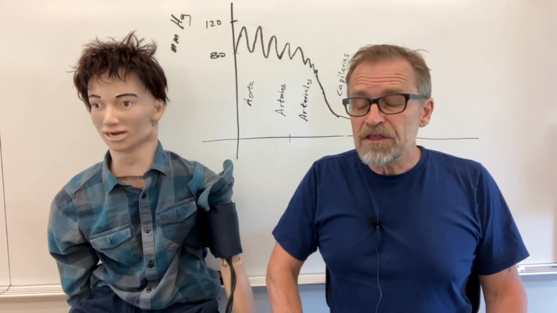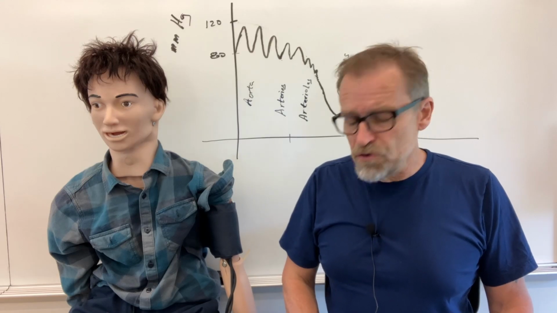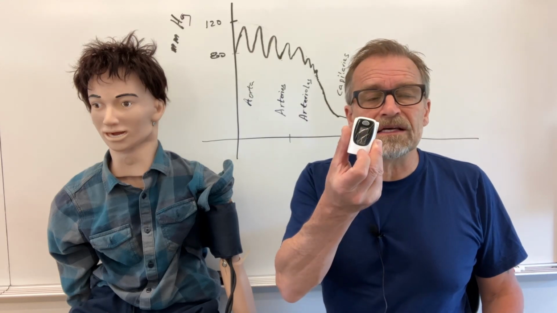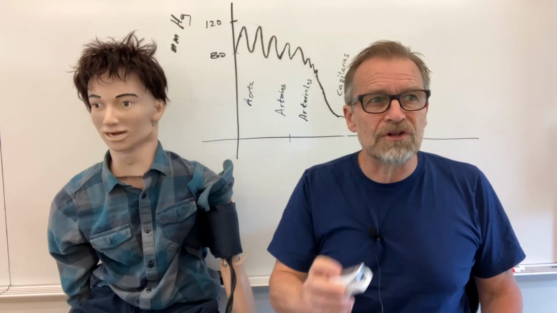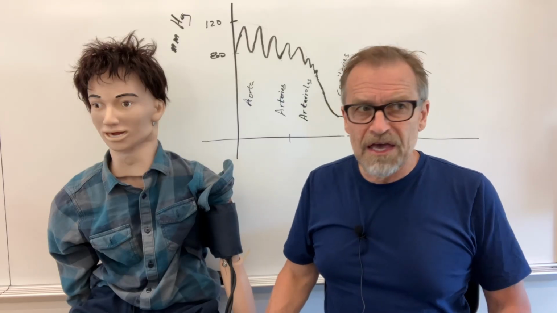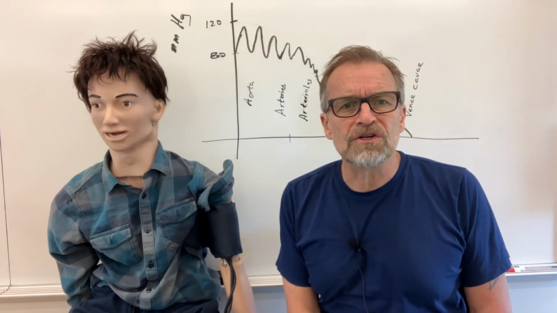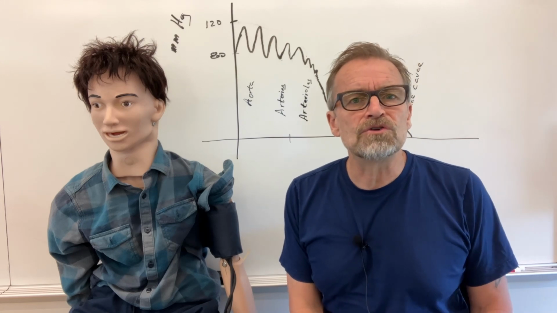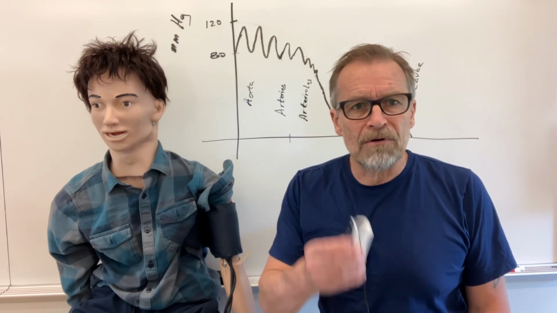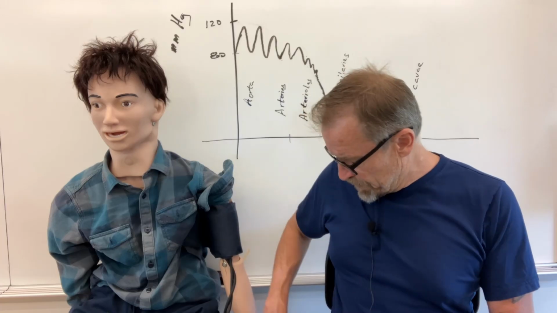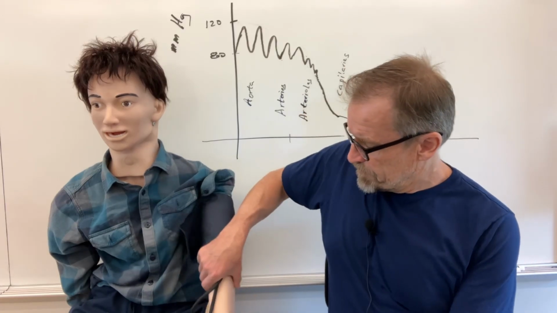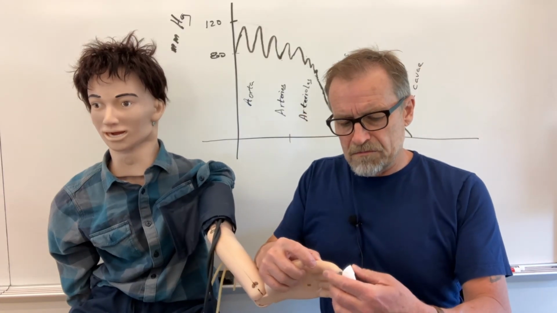The other way that we can measure perfusion is by using something like this, and there's different versions of these, some larger than others. And what we're measuring then is O2 saturation. Sometimes you'll hear it referred to as O2 sat. This is a pulse oximeter, and you put it on a finger. Andy, give me your finger.